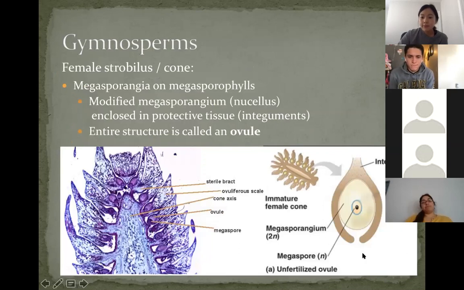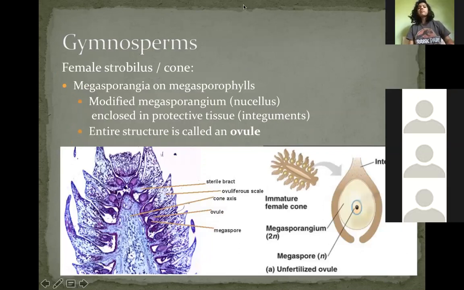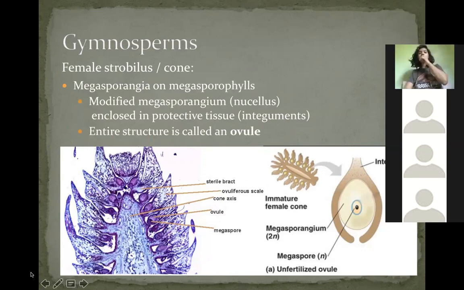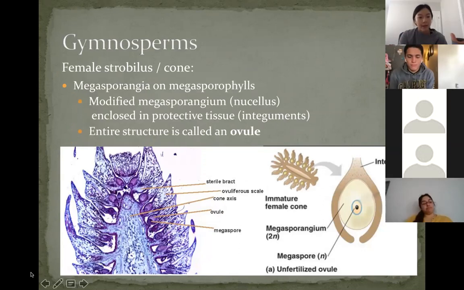So now we're going to move into the female strobili, or the female cone, also known as the megasporangiate cones. It's the same thing where with the males, you had the microsporophyll that housed the microsporangium. Same thing for the female, where the megasporophyll, which again is the modified leaf, but now we're specifically referring to the female, houses the megasporangia, or the female sporangia. So this is what the anatomy of a female cone looks like.